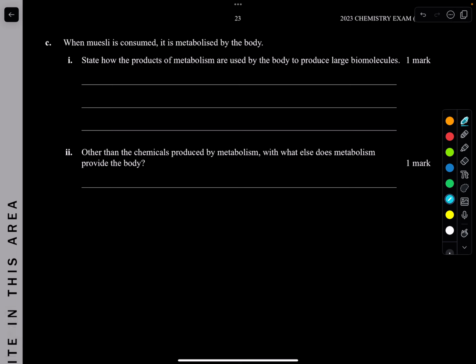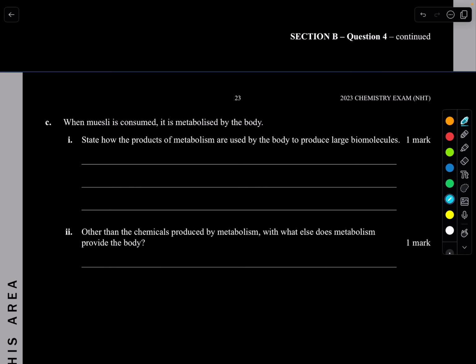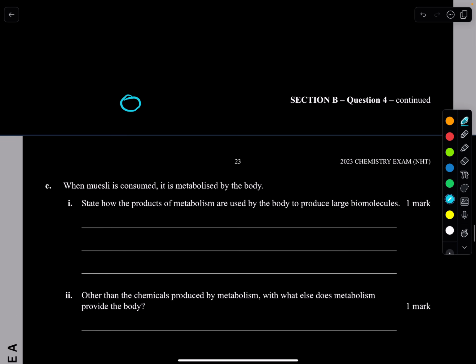When muesli is consumed, it is metabolized by the body. State how the products of metabolism are used by the body to produce large biomolecules. Easy. So look, when we eat protein or carbohydrates or fats, we have them in large molecules that we call polymers. They start off as polymers, all bonded together. When we consume them, we use hydrolysis to break those bonds and make them into simple molecules.